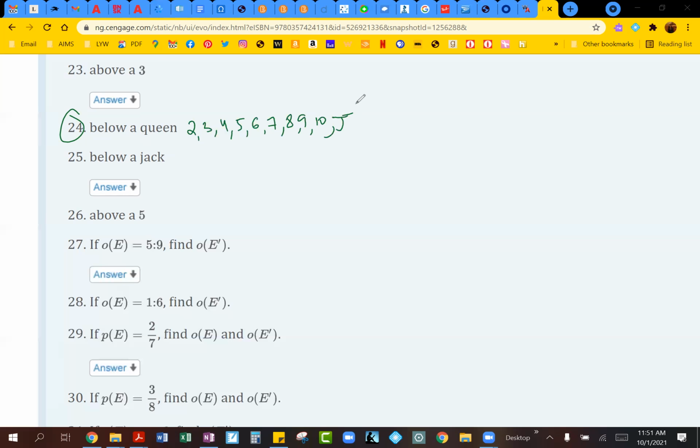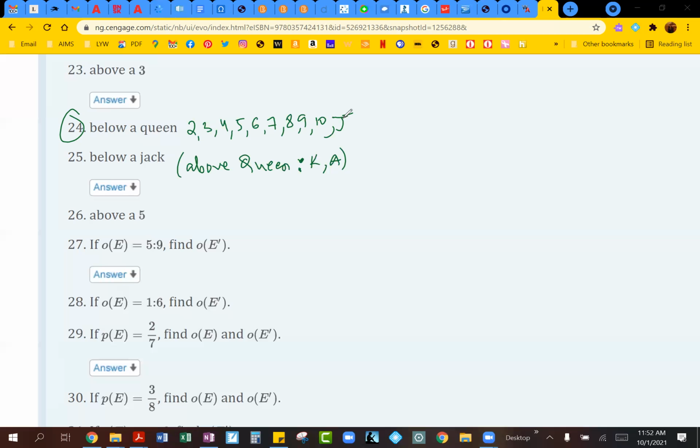So you can see pretty much the only cards above a queen would be our king and ace, because they're asking us to use the ace as a high card. So this is kind of where this idea of rule of complements comes into play. Because if we did it the way we did our probability for number 16, you would have to add the probability of 2 with the probability of 3 with the probability of 4, and so on and so forth.